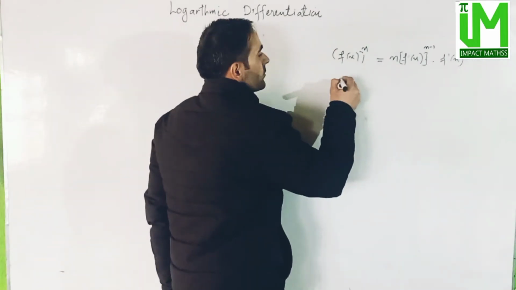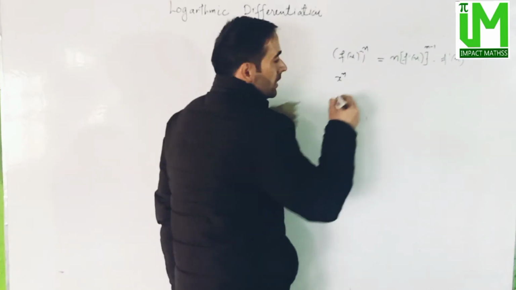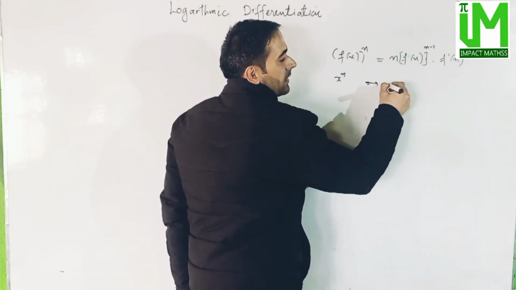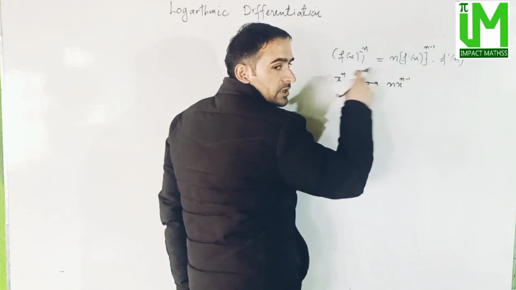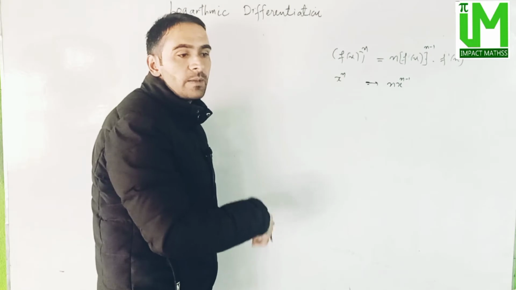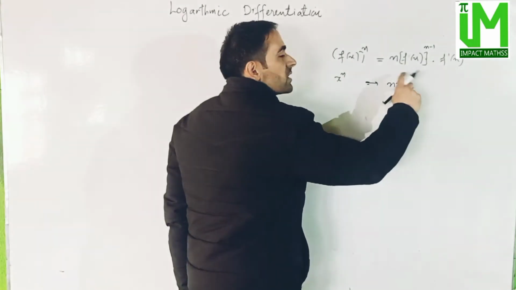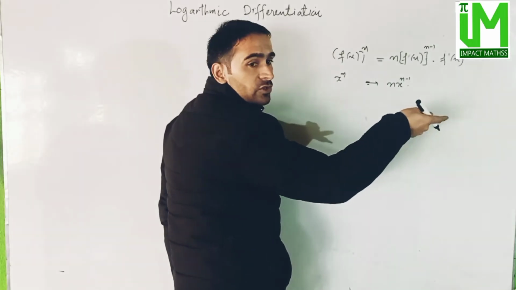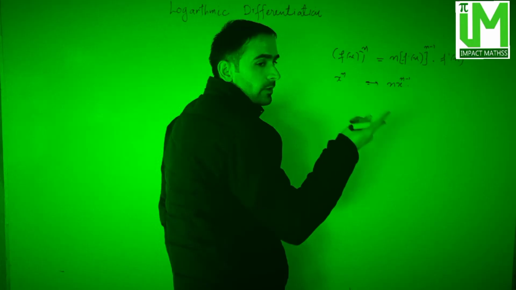Take an example: x raised to power n. Its differentiation is n times x raised to power n minus 1. Even if you take the internal differentiation of x with respect to x, that will be 1. So there is no need to take the internal differentiation here, although if you do, it makes no difference.